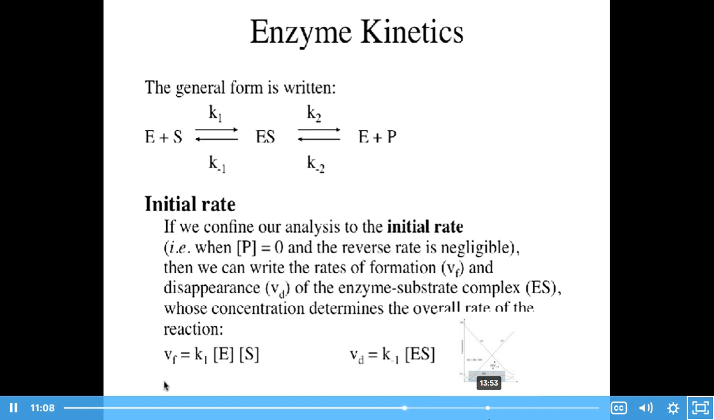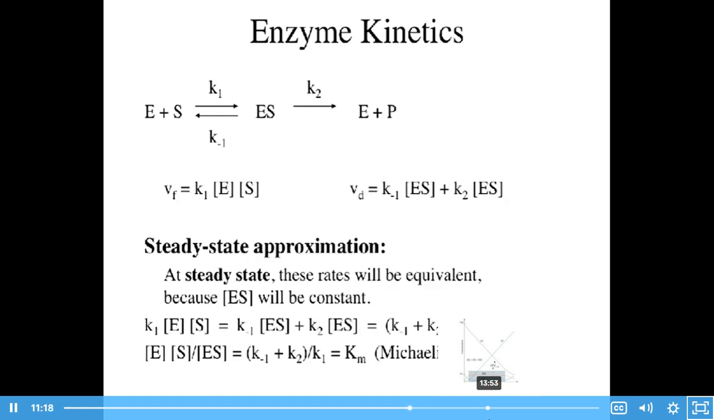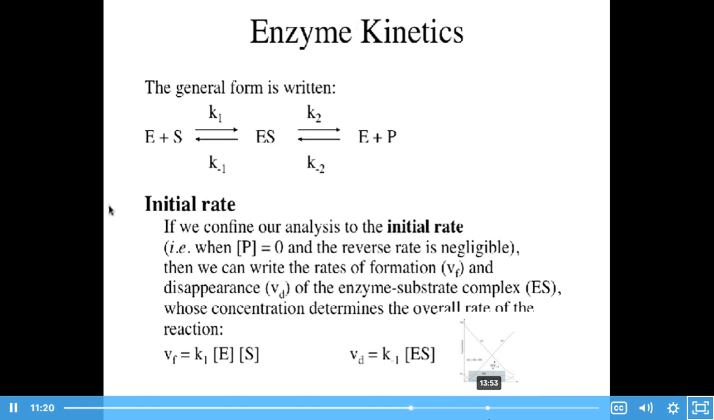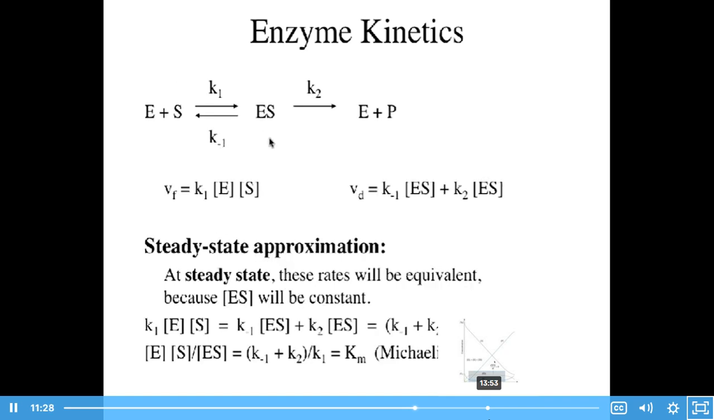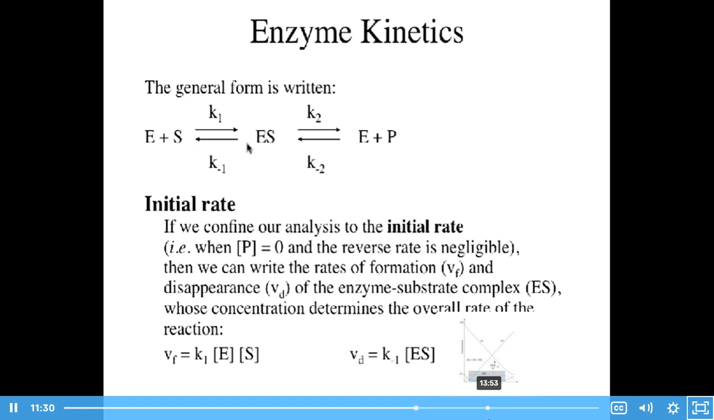That allows us to define the rate of formation of the enzyme-substrate complex. There's only one way to form it now, because you can't go backwards from enzyme plus product. And that's going to be K1 times E times S. That's the forward rate. Once you've formed enzyme-substrate complex, there are two ways to get rid of it. One is to go back to enzyme plus substrate, and the other one is to form product.